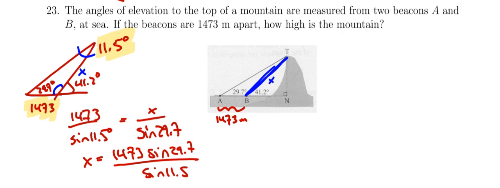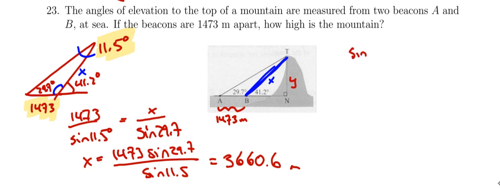So I'll do this on my calculator, 1473 sine of 29.7 divided by the sine of 11.5. And I'm going to get that X is roughly 3,660.6 meters. Okay? But now that doesn't give me how high the cliff is. Let's call that Y. So in this new triangle BTN, I now know the hypotenuse, and I have that angle at the bottom there, the 41.2.